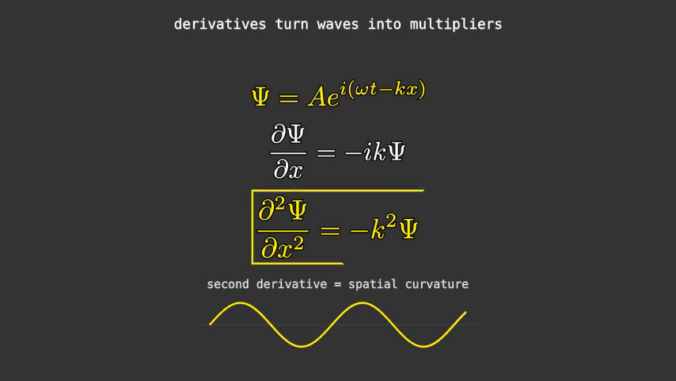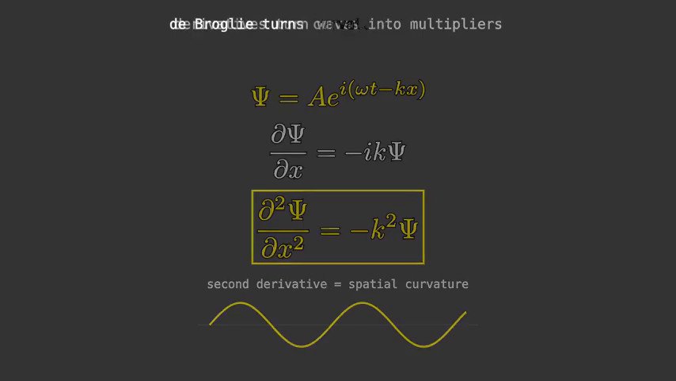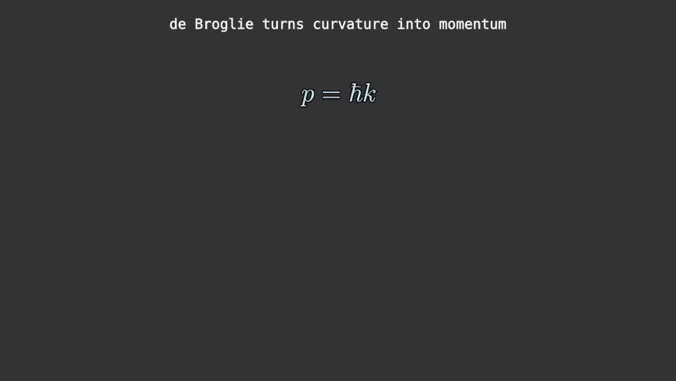Differentiate the wave with respect to position x. The derivative of the phase gives minus k. So the first spatial derivative is partial psi over partial x equals minus ik psi. Differentiate once more. The second spatial derivative is partial squared psi over partial x squared equals minus k squared psi. This second derivative measures spatial curvature. A short wavelength means large curvature. A long wavelength means small curvature.